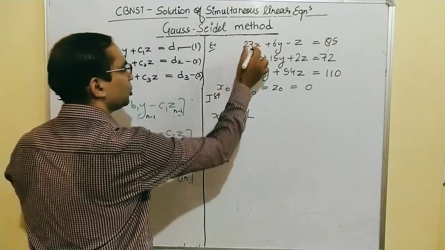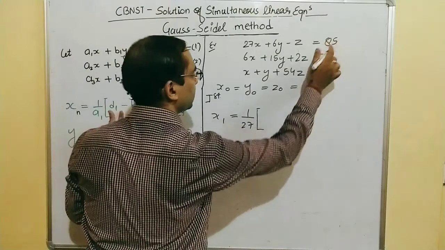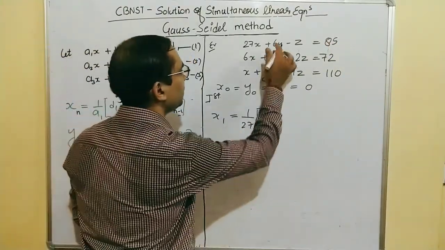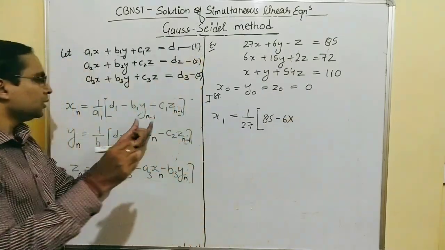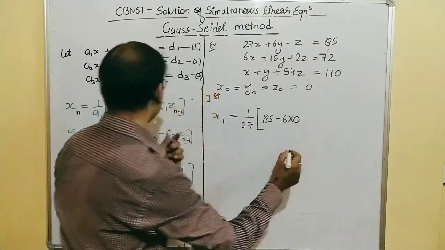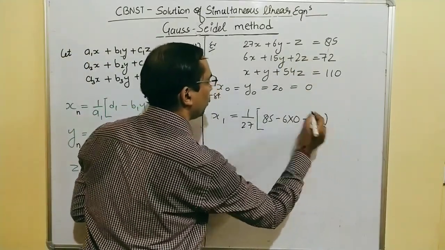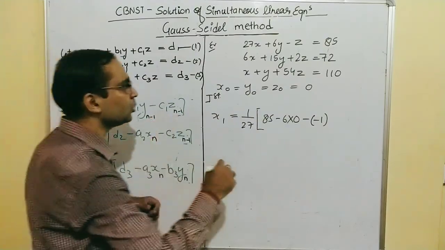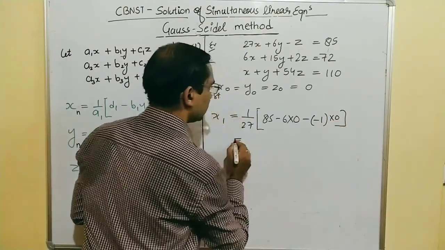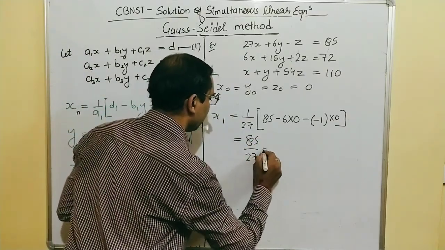What is a1? This is 27. Inside the bracket, this is d1. What is d1? This is 85 minus b1. What is b1? This is 6 cross yn minus 1, so that is y0. So this is 0, and then minus c1. What is c1? This is minus of 1, and then this is z0. So what is z0? This is 0. So we can see this is equal to 85 upon 27.